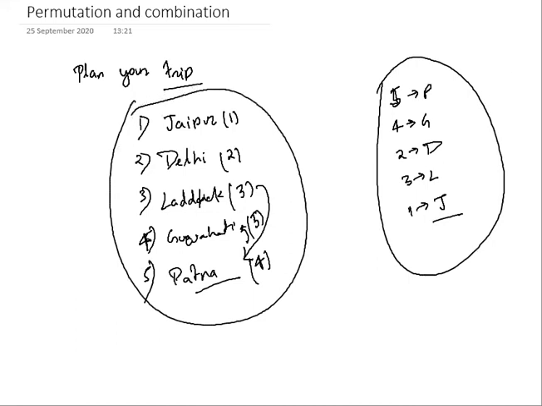Are they same? Think about it. No, right? Even though I'm selecting only the same five cities, the order matters here. Yes or no? The order matters here. So it's a case of permutation. Now, if I ask you, in how many ways can I plan my trip? Yes, very good. So I can plan my trip in 5 factorial ways, which is 120 ways.